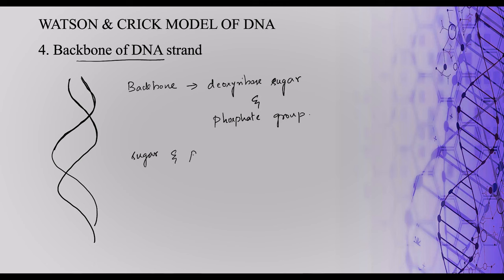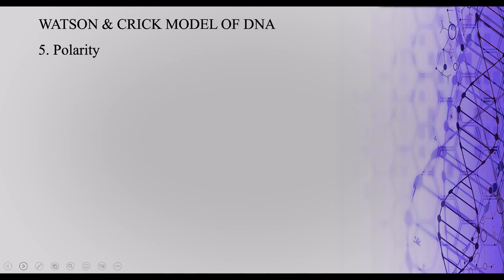Sugar and phosphate will always be at right angle to the base pairs. It's true, right? For example, this is the sugar, and phosphate is attached here. On this side, the nitrogen bases will be present. So this is always a right angle. Okay. So next, see the next feature: polarity. Let me draw one strand of the DNA.